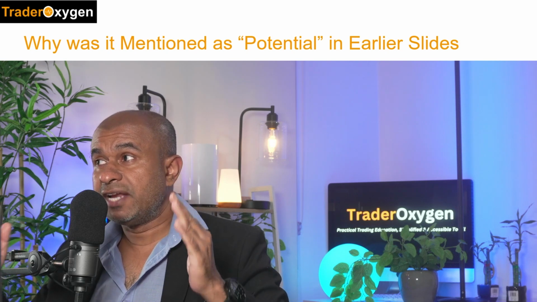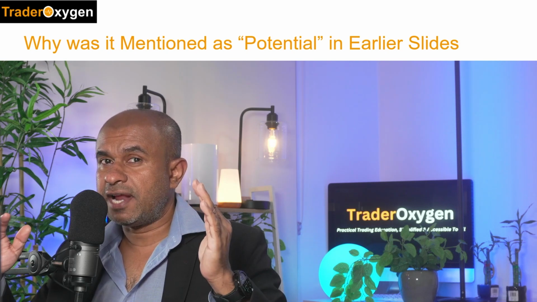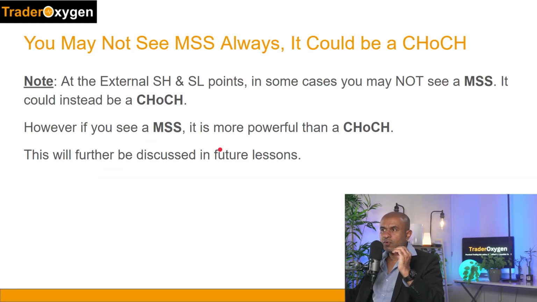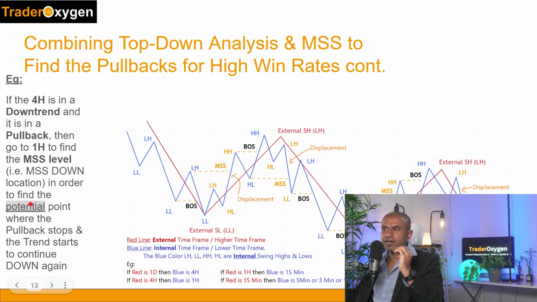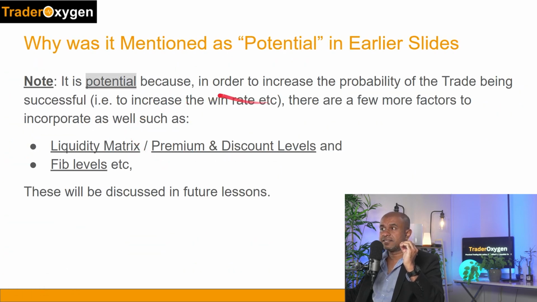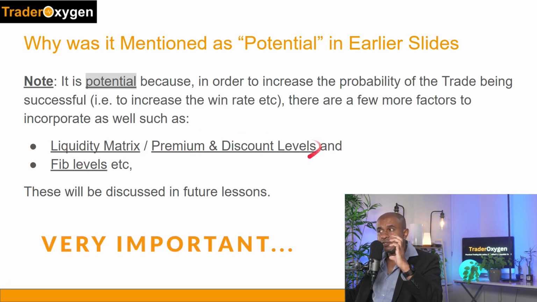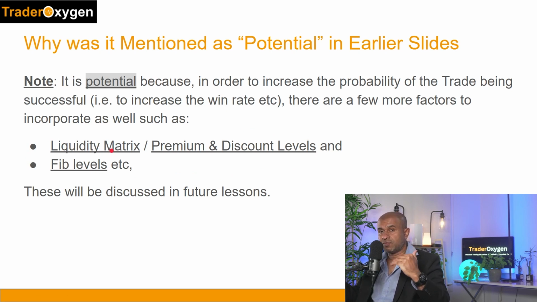So why was it mentioned as potential in the earlier slides? Let's look into that. If we look at some of the previous slides, the word potential was underlined and highlighted. Now why is it? The answer is, in order to increase the probability of the trade being successful and to increase the win rates, there are a few more factors you have to add, such as liquidity matrix, premium and discount levels, and fib levels. When you add these parts also, it increases the probability of a successful trade.